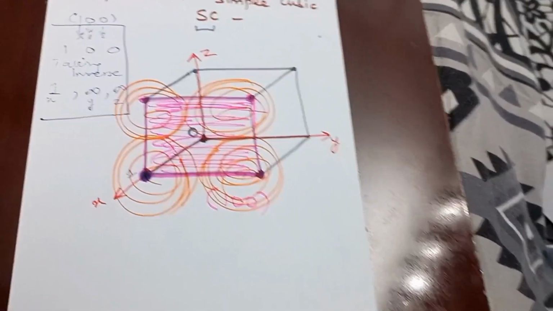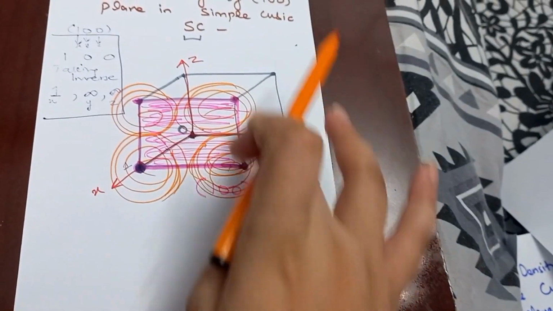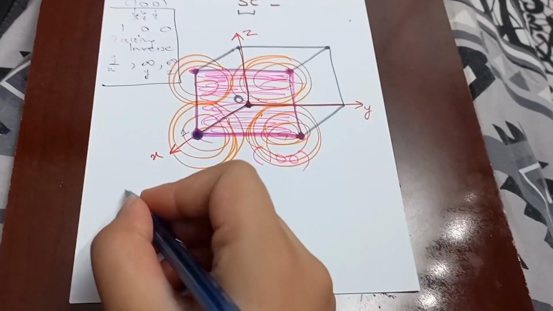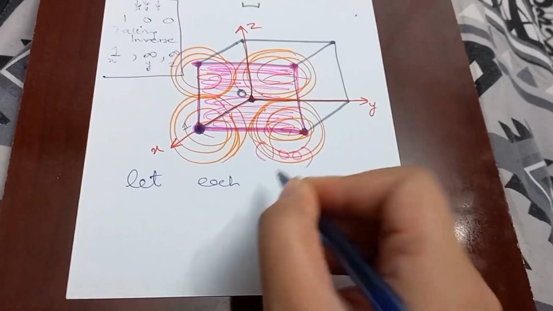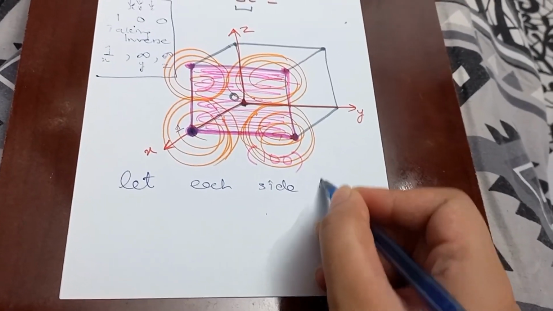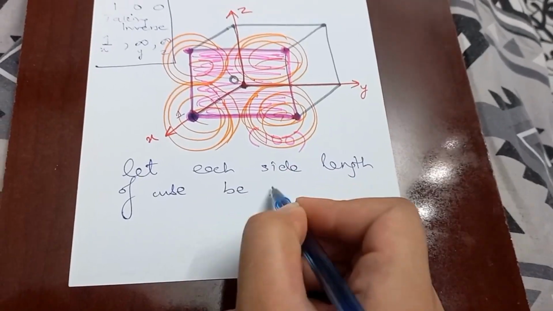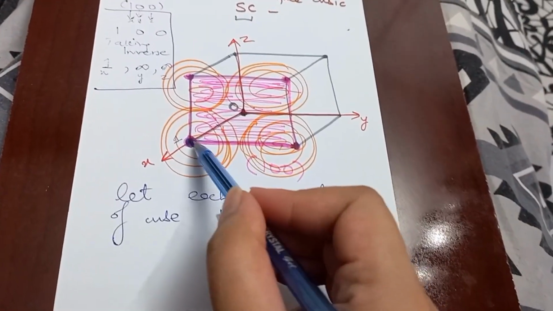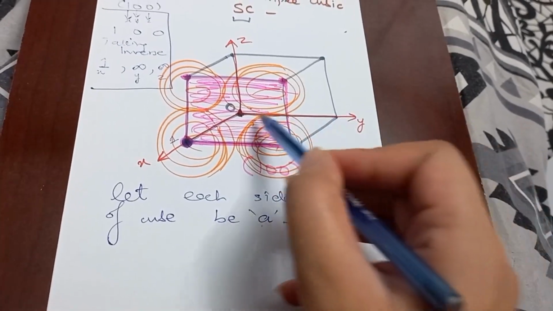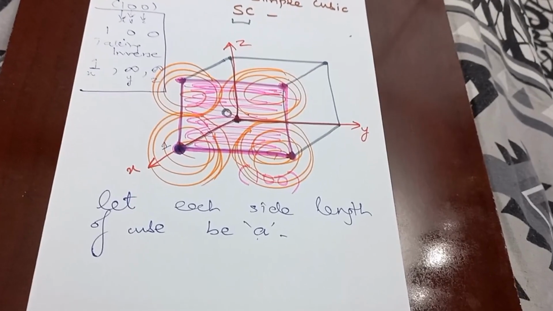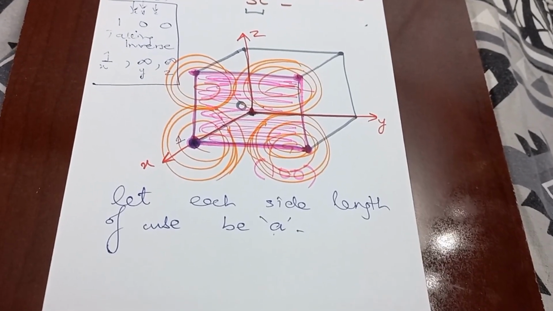So we have 4 atoms because we have 4 corners on this plane, and each corner has an atom lying on it. And let each side length of the cube be A. Okay, let's say this length is A. These lengths, which are parallel to axis directions, are all A. Since it's a cube, all of the lengths are equal.